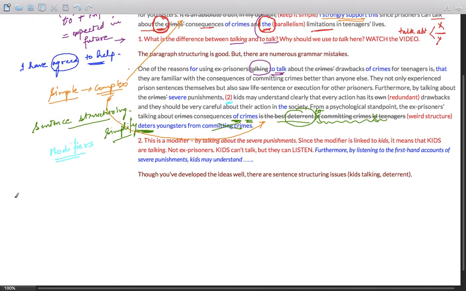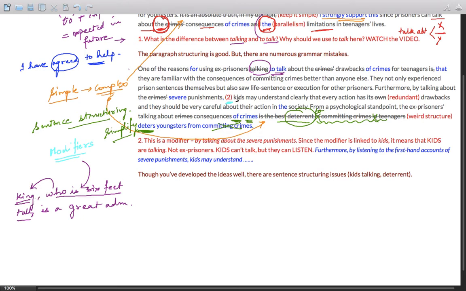King who is 6 feet tall is a great administrator. Let me stop over here. So king who is 6 feet tall. This is a modifier because it gives additional information about the king. Okay, so a modifier always gives additional information about the noun it is connected to.